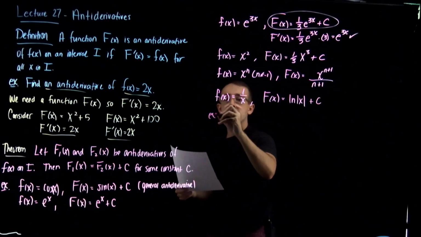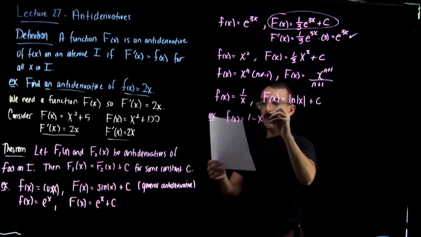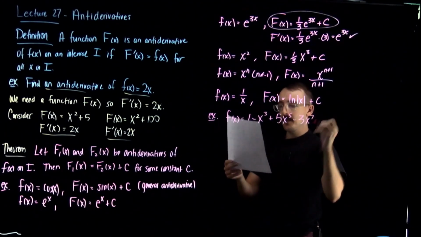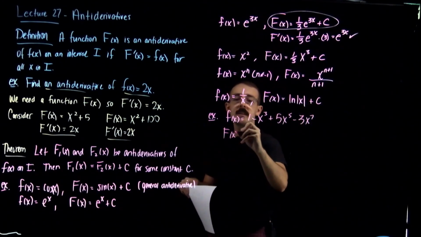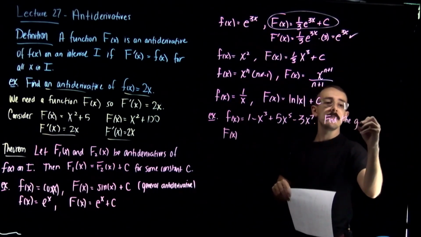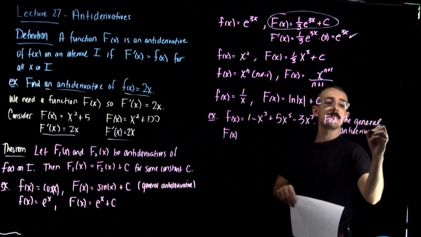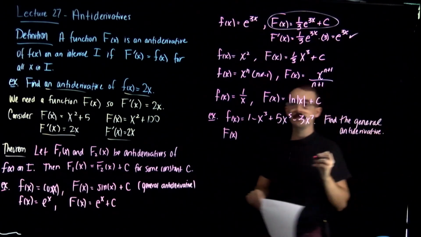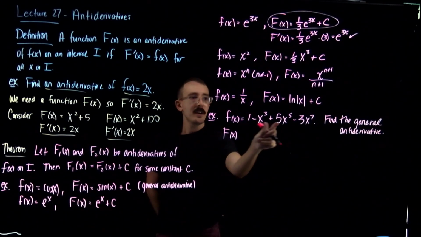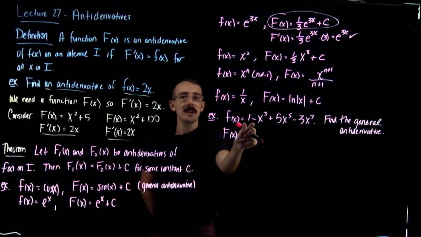Do I have any more examples? Well, I have a more involved one now. So let's say f of x is equal to 1 minus x cubed plus 5x to the 5th minus 3x to the 7th. And I'm looking for the antiderivative. So find the general antiderivative. Those are my directions. So let's go one at a time. Just like with derivatives, you can split up the derivative term by term. You can do the same thing when we're taking the antiderivative. So I'll focus on one at a time.